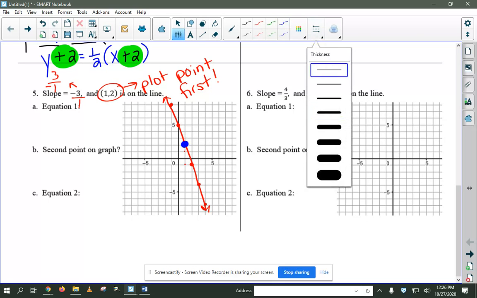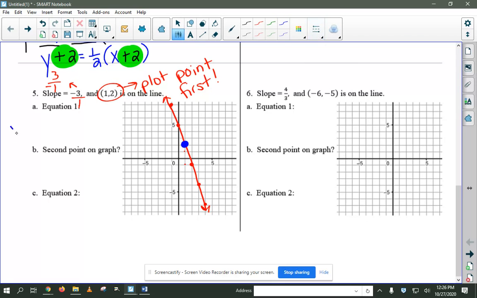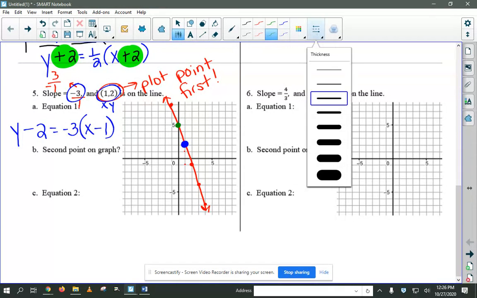And so again, I'm going to use that point slope equation. I'm going to say y minus my y coordinate, which was 2, equals my slope, -3, times x minus my x coordinate, which is 1. So I'm just putting these pieces, this x, y, directly into my point slope equation. And then it asks for a second point on the graph. Well, got so many to choose from, right? I have 0, 5 that I could choose from.